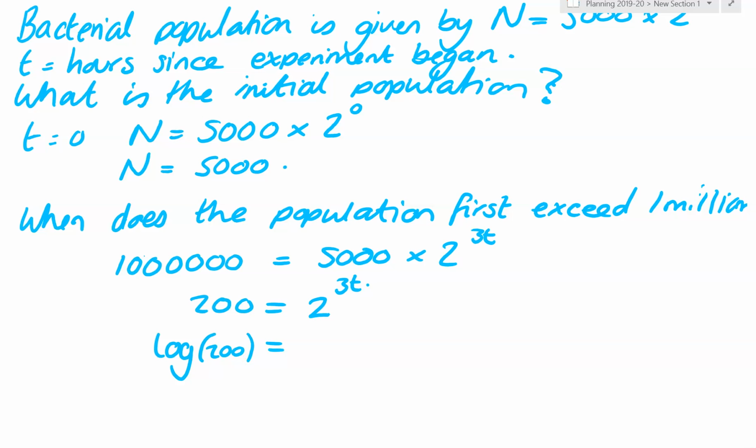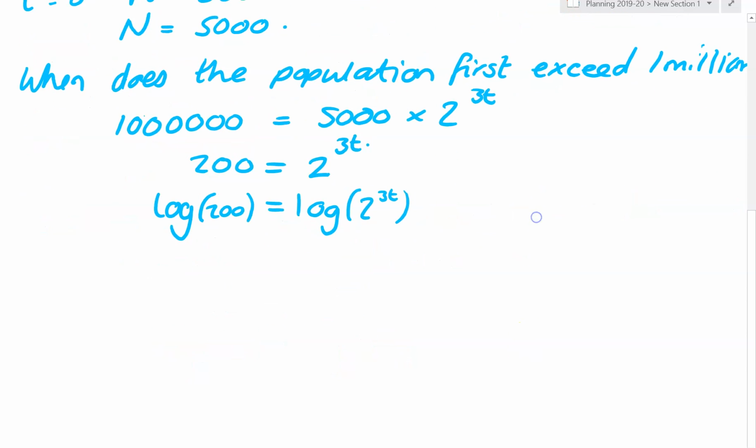Oh no, I need to do log base 2, don't I? I'm way overthinking about this. Just log it, like you would do anything else. Okay, now drop your power down. So I get log 200 is 3t log 2.